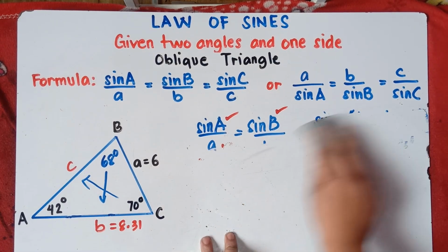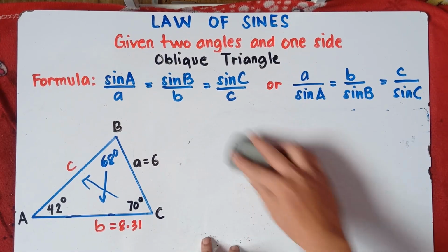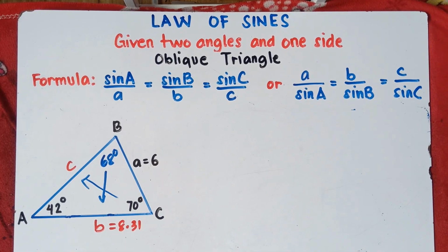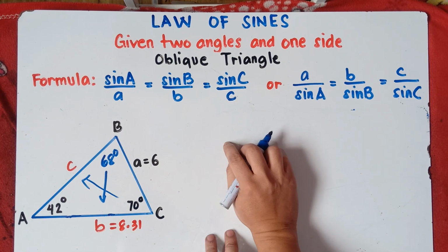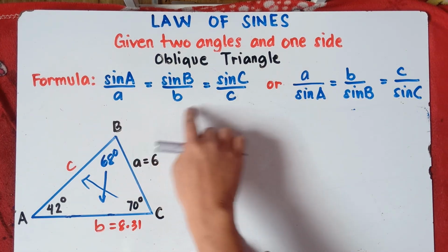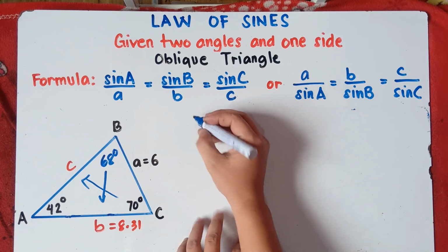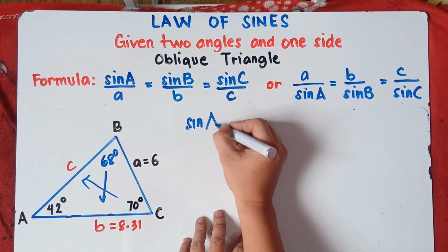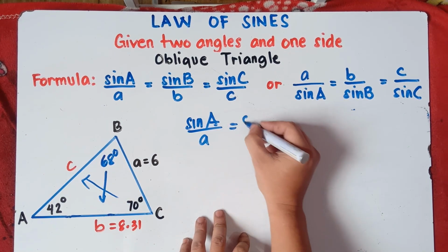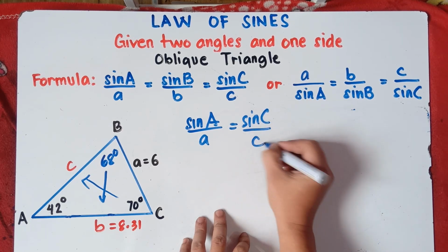That's it for side B. All right for this one. So let's find side C. To find side C, let's check, class, if we can use sine B over B, and then sine A over sine C. Let's check. Sine A over A is equal to sine C over C.